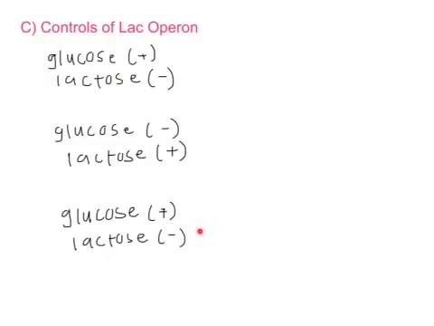And when both are present, here, the transcription will be on, but it will be weak because the CAP-cAMP complex does not form and the repressor cannot bind to the operator.